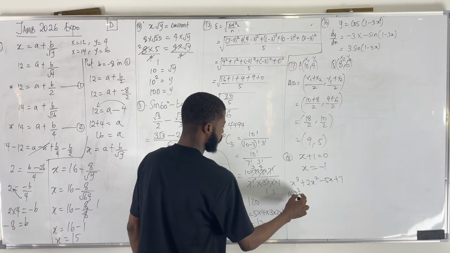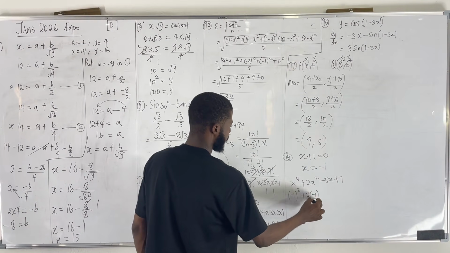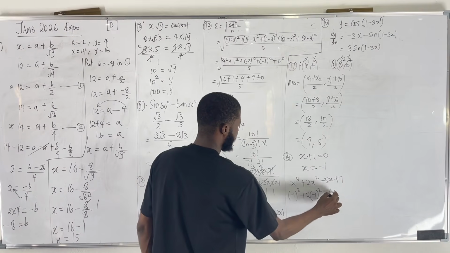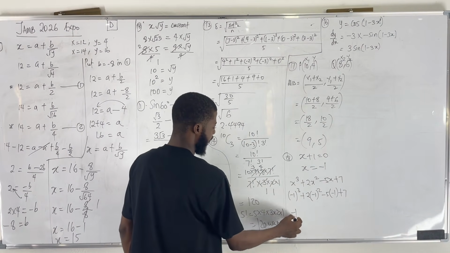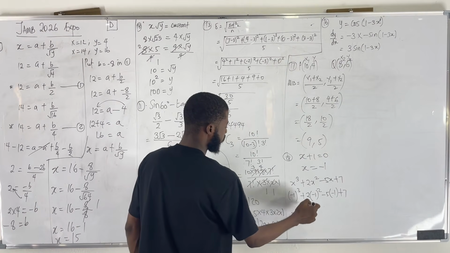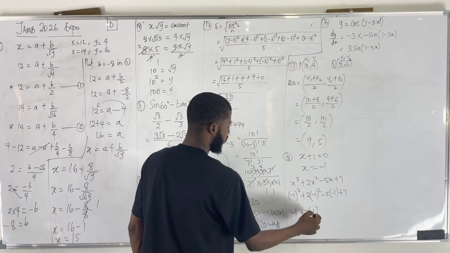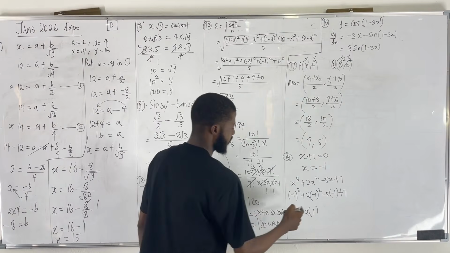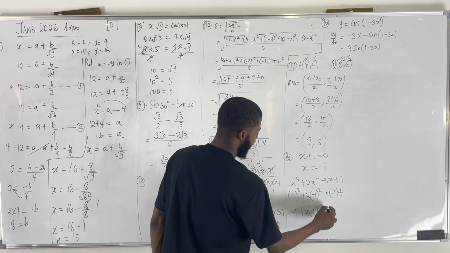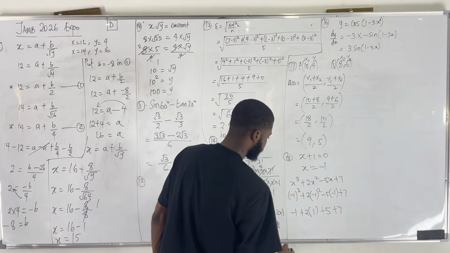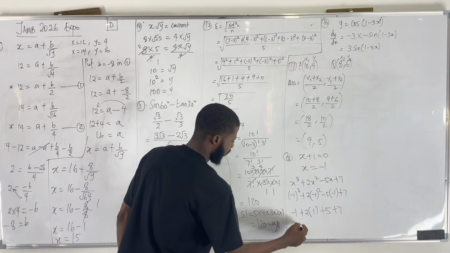So this is minus 1 cubed plus 2 times minus 1 squared minus 5 times minus 1 plus 7. Minus 1 cubed is minus 1. Plus 2 into minus 1 squared, which is 1, because when you square a number, you must get positive. Then minus 5 times minus 1 is plus 5. Then plus 7.